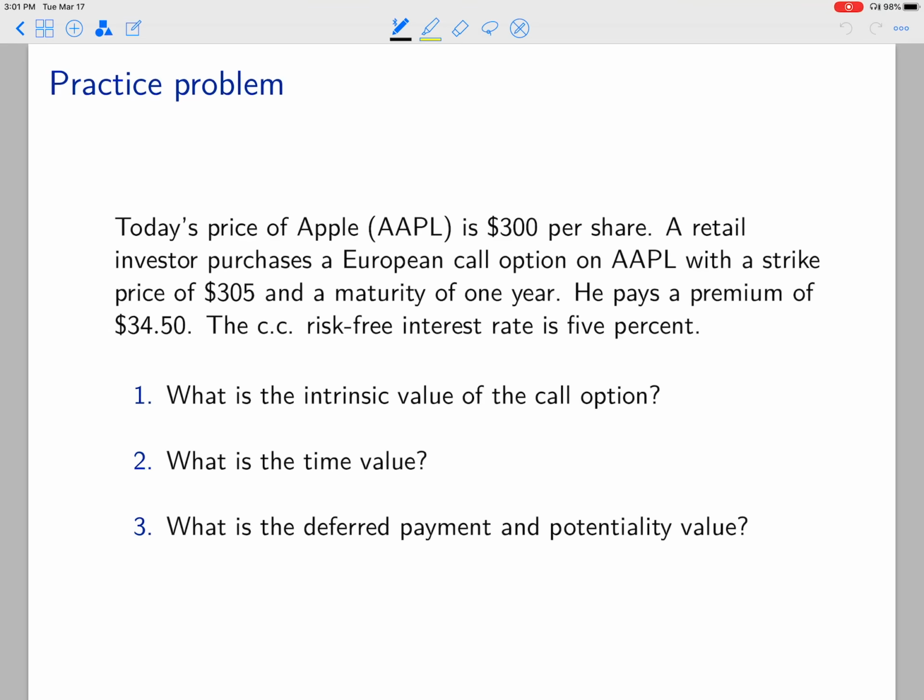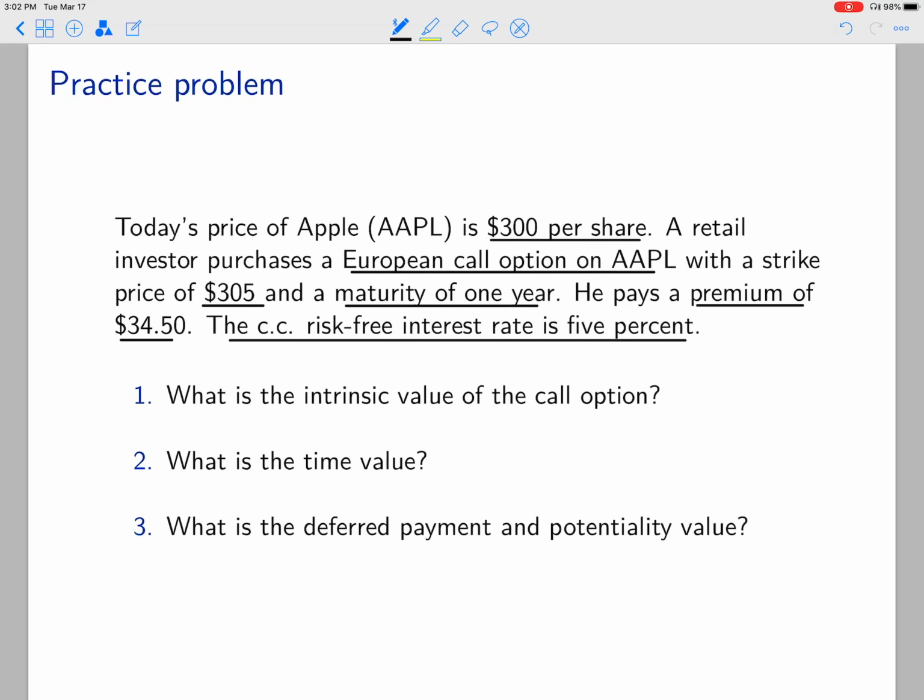Okay, so the problem statement is as follows. Today's price of Apple is $300 per share. A retail investor is going to purchase a European call option on Apple with a strike of 305 and a maturity of 1 year. The investor is going to pay a premium or price of $34.50 to purchase the call option. The continuously compounded risk-free interest rate is 5%.